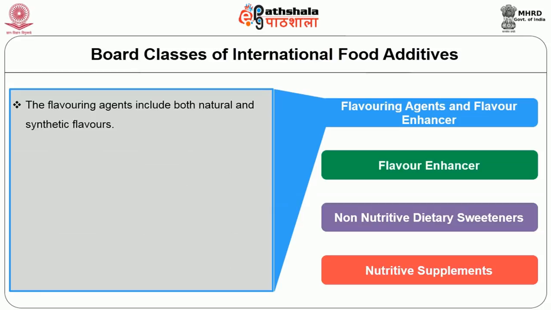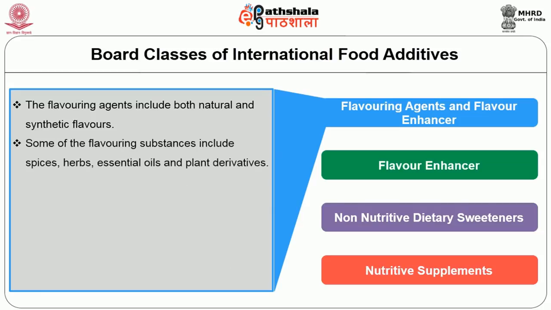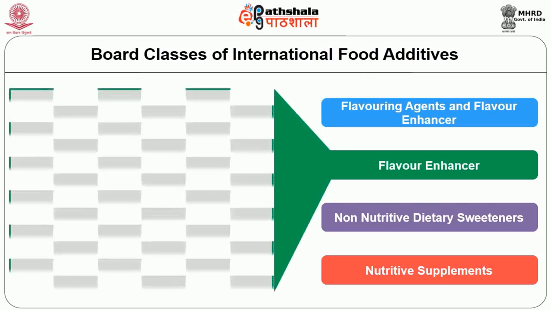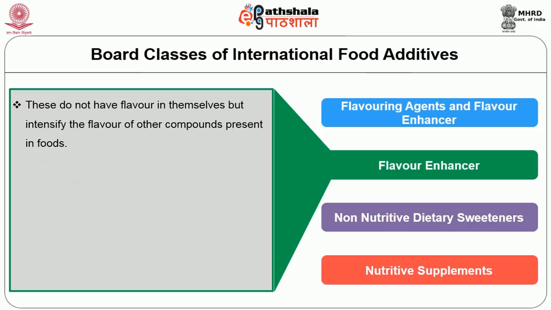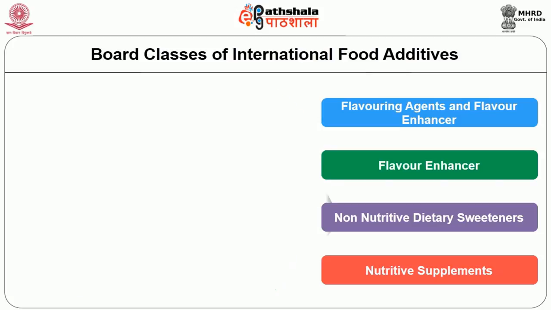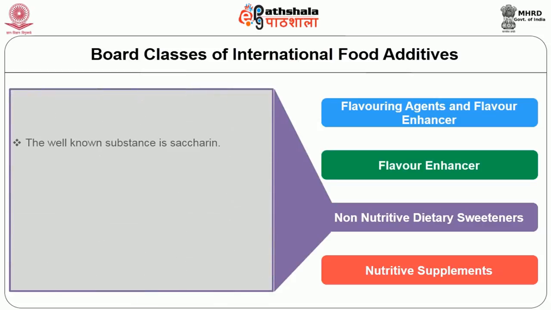The next one is flavoring agents and flavor enhancers. The flavoring agents include both natural and synthetic flavors. Some of the flavoring substances include spices, herbs, essential oils and plant derivatives. Typical of the synthetic flavor additives are benzaldehyde, ethyl butyrate, ethyl anthranilate, and methyl salicylate. Currently, there are 1200 different flavoring materials used in foods due to the ever increasing variety of different foods. The next one is flavor enhancers. These do not have flavor in themselves but intensify the flavor of other compounds present in foods. Monosodium glutamate is a commonly used flavor enhancer.